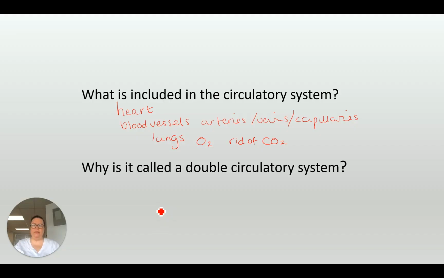Why is it called a double circulatory system? Okay. Because it goes to two places. One half goes to the lungs and one half goes to the body. And in a minute we'll have a look at deoxygenated on one side and oxygenated on the other. So hopefully you got those right.